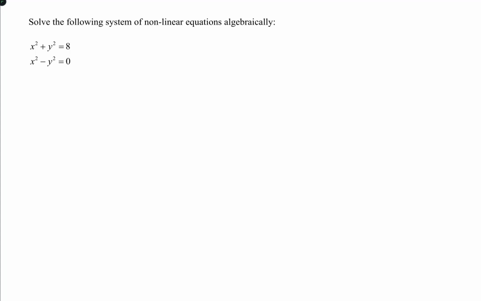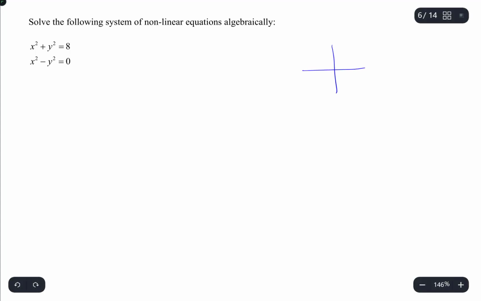In this particular case, the first equation is a circle, and I think that you all should know that at this point in the course because we've studied circles up to now. But the next one is a different type of equation that you probably haven't seen so far. This is called a hyperbola, and a hyperbola looks something like this.